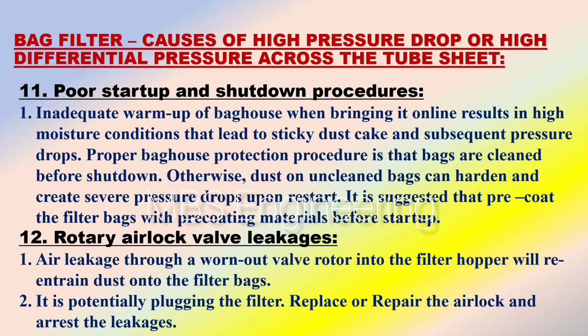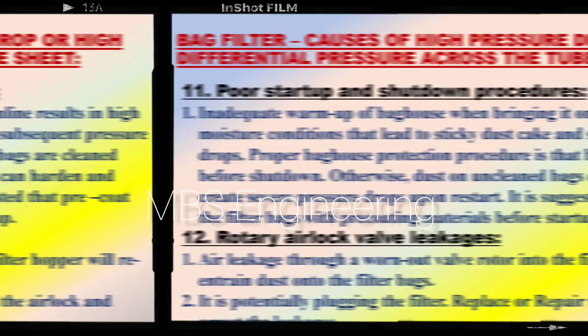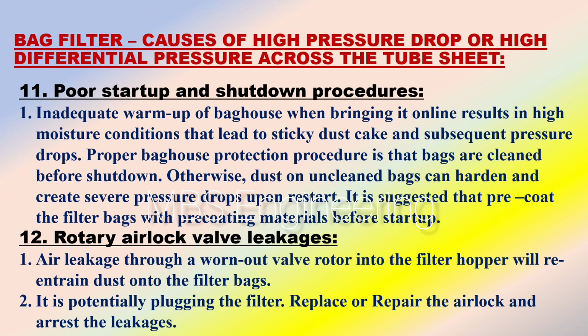Next, one of the main causes of high differential pressure is the rotary airlock valve leakages in the Bagfilter system. Point number 1. Air leakage through a worn-out valve rotor into the filter hopper will re-entrain dust onto the filter bags. Point number 2. It is potentially plugging the filter. Replace or repair the airlock and arrest the leakages.